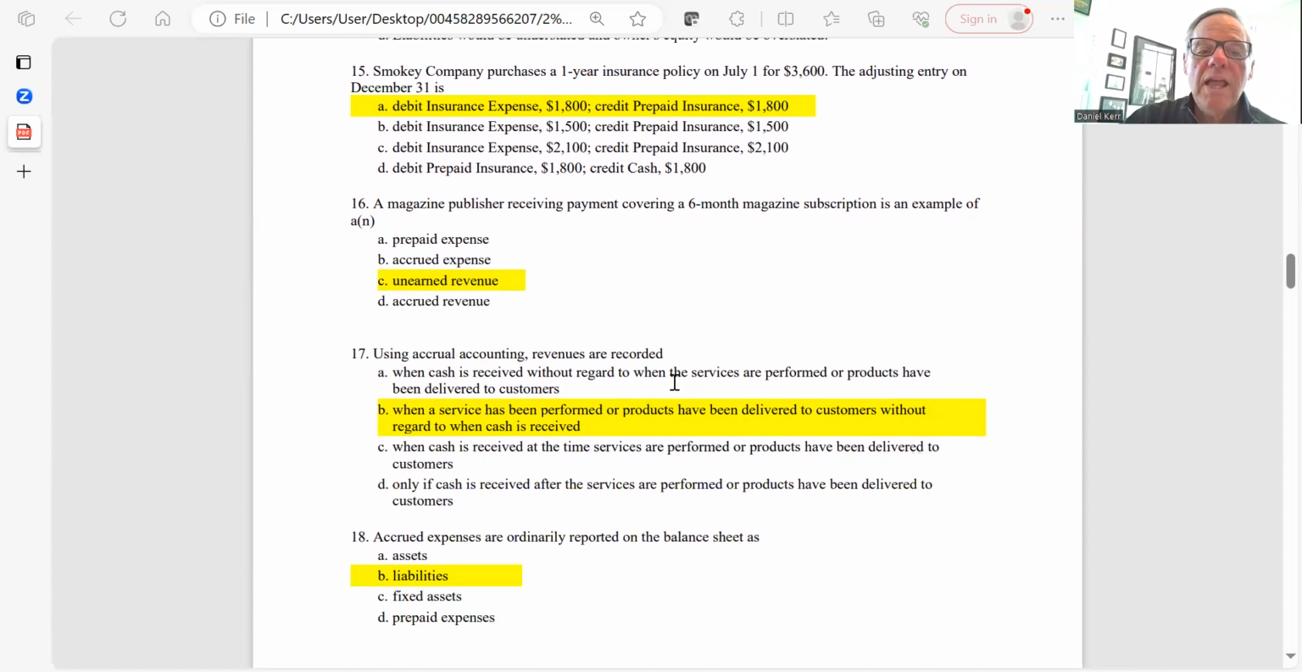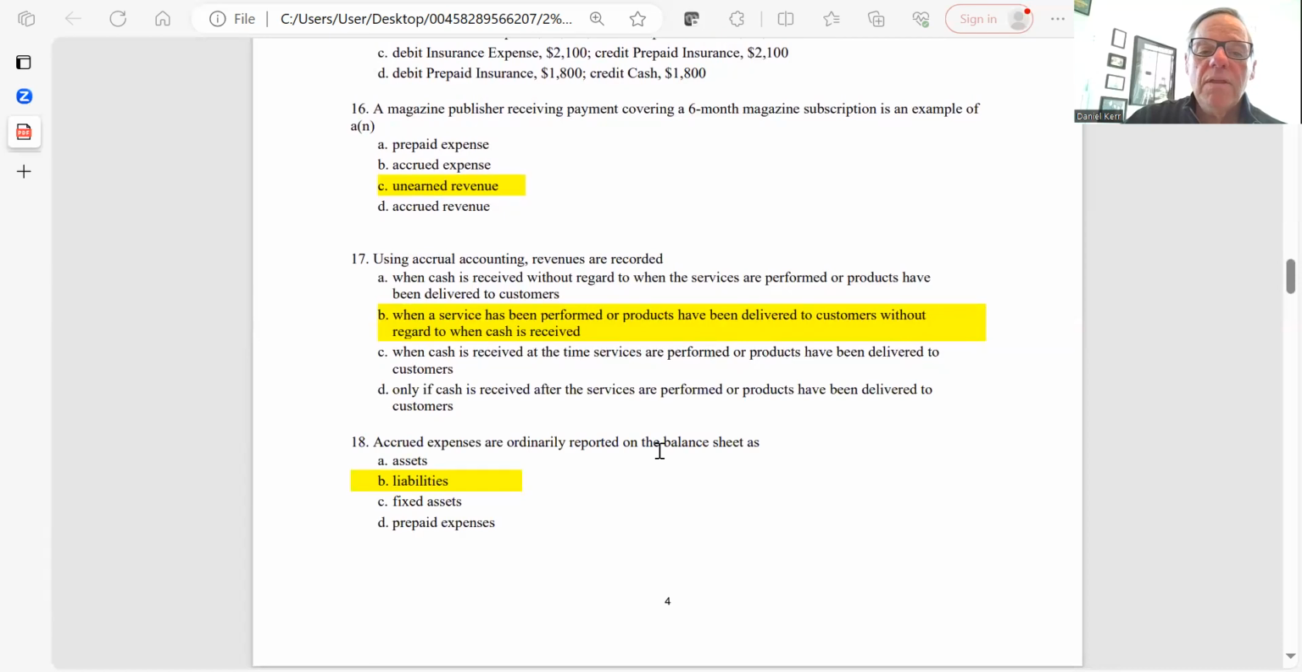17, using accrual accounting, revenues are recorded when we perform the service, and we're not concerned about when the cash is received. So when a service has been performed or products have been delivered to customers without regard to when the cash is received. So on the accrual basis of accounting, revenue is recognized when it is earned, not when it is received. So the answer there is B.